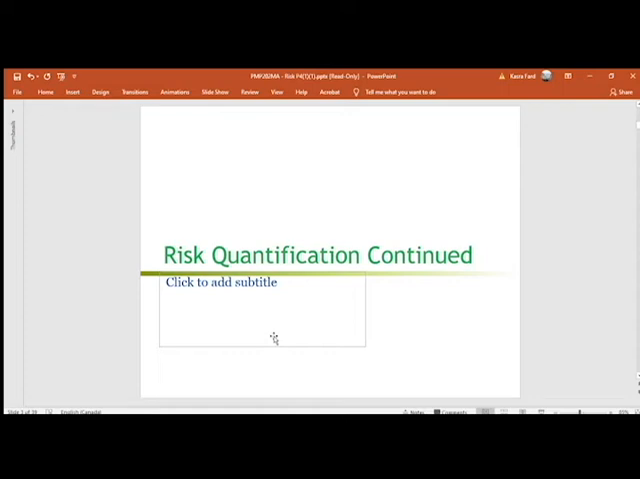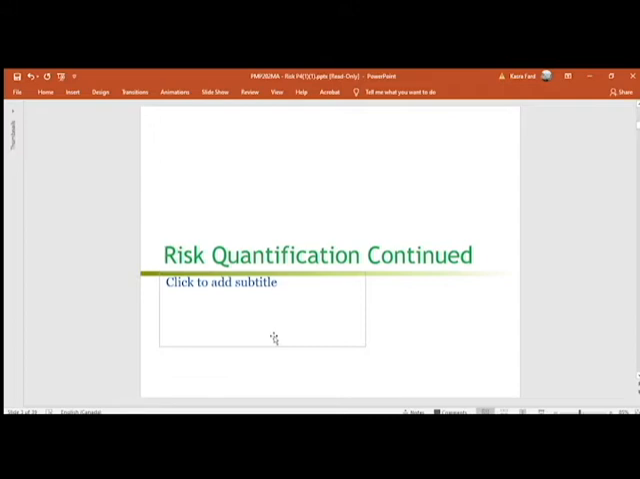This is a continuation of our discussions around risk quantification. We're going to take a quick look at sensitivity analysis, then we're going to spend a bit of time on expected monetary value and decision trees, and then we'll continue with having a discussion around risk response planning as well as risk monitoring.